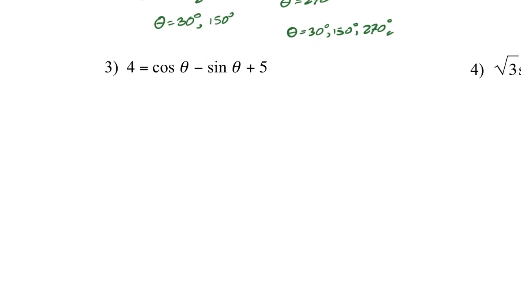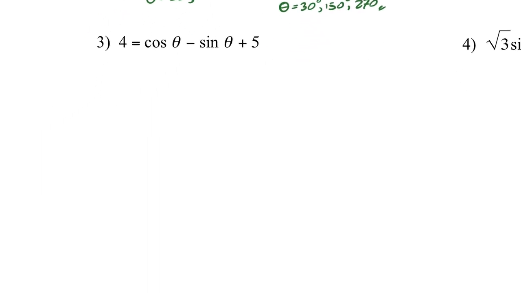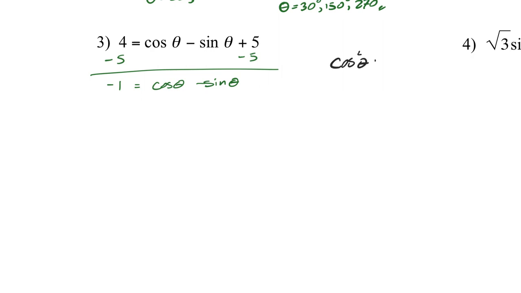Let's see the next one here now. The next one, again, I'm going to start by combining like terms. So I'm going to start by subtracting the 5 here. So I get negative 1 equals cosine of theta minus sine of theta. Now, remember, there are no identities that can combine cosine and sine without the square. The only one that we can work with is this one: cosine squared plus sine squared of theta equals 1.